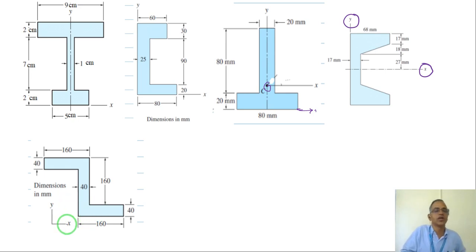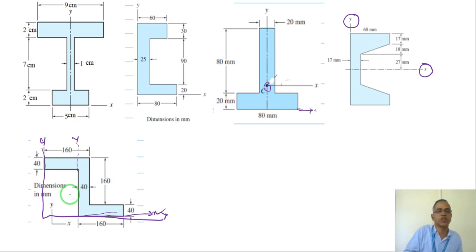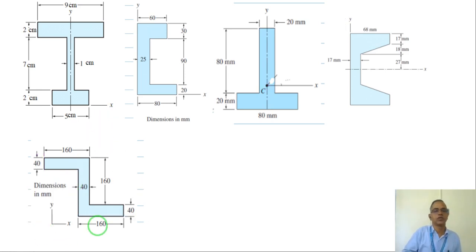Now since here x and y are mentioned but the exact axis is not given, you can choose anything. Maybe you can take this to be the x axis, y axis like this, and this could be the x axis, or you take here this could be the x axis and this is the y axis to make everything positive side. That's your choice. So you can make whatever is convenient to you.